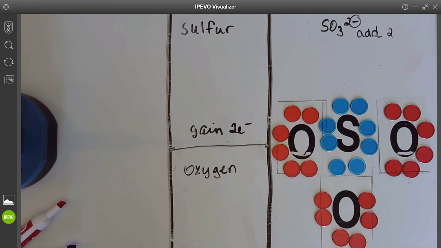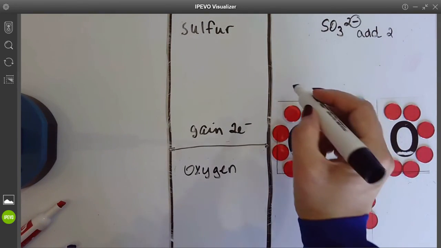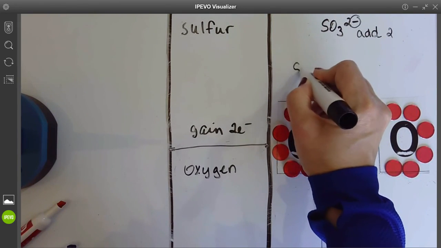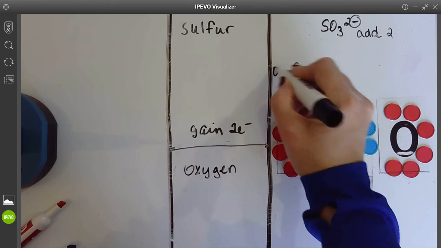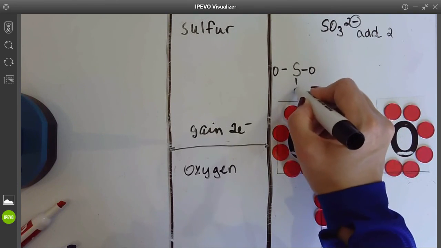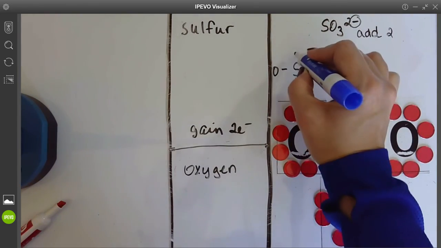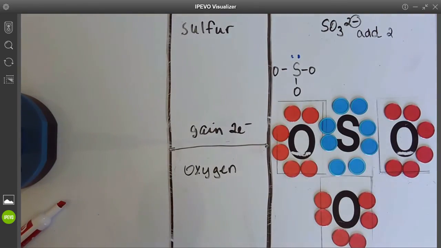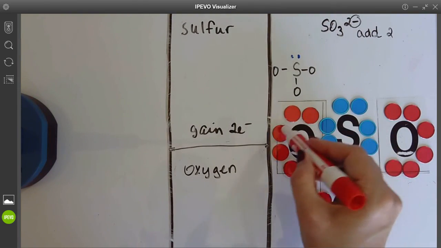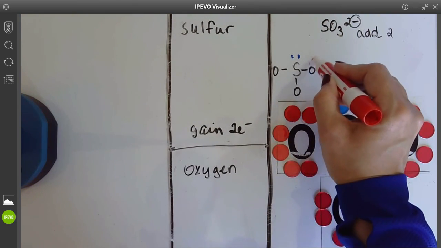Okay, so again, we can draw our Lewis structures either with lines or dots. So let's look at my lines. So sulfur would bond once to each oxygen. And then sulfur, if I'm looking at my dots, my bingo chips, has a lone pair. And then each oxygen has 1, 2, 3 lone pairs.